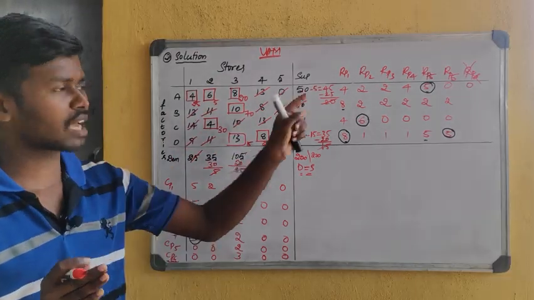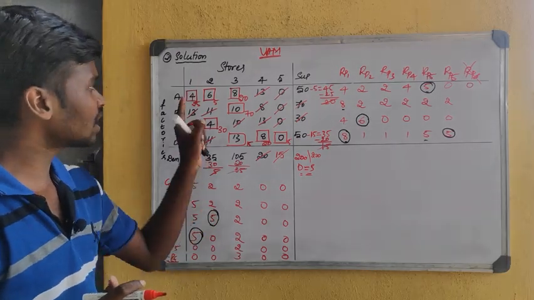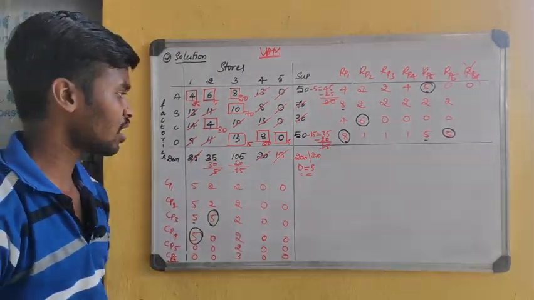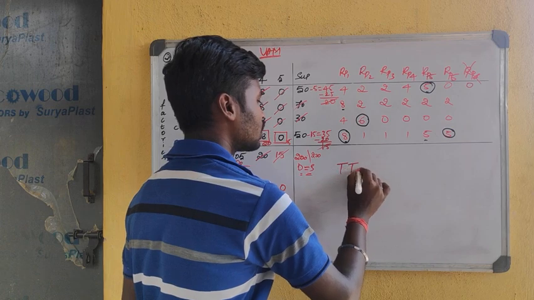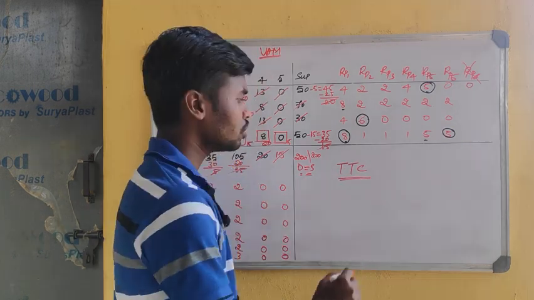So by this way you have to calculate the row penalty and column penalty and calculate the total transportation cost. Okay, so the total transportation cost you are going to calculate.